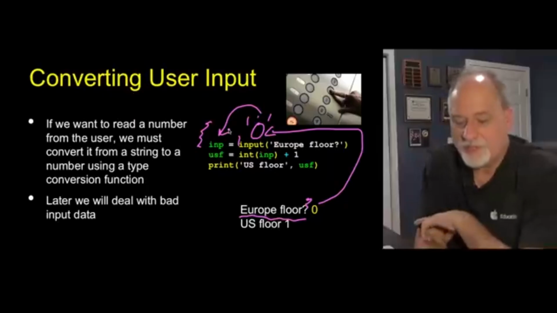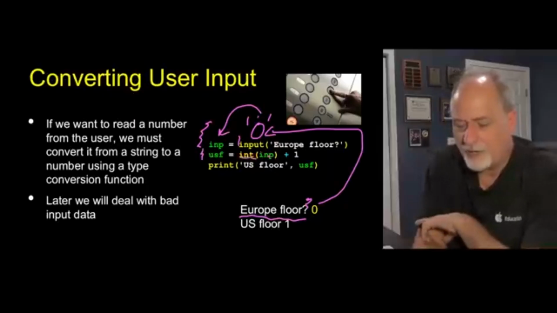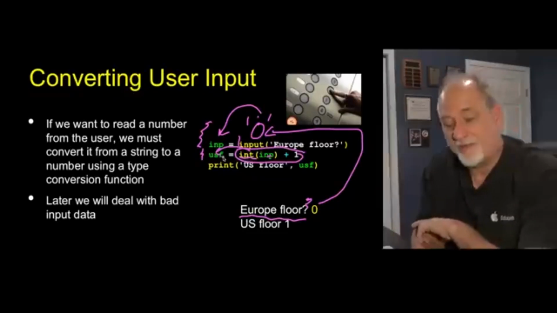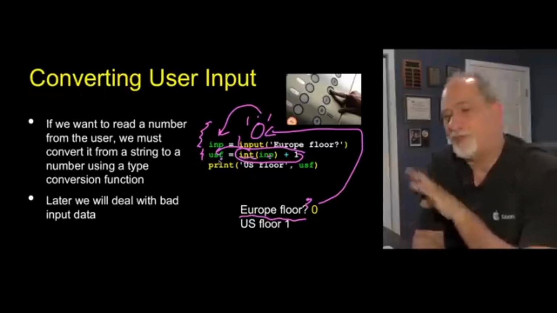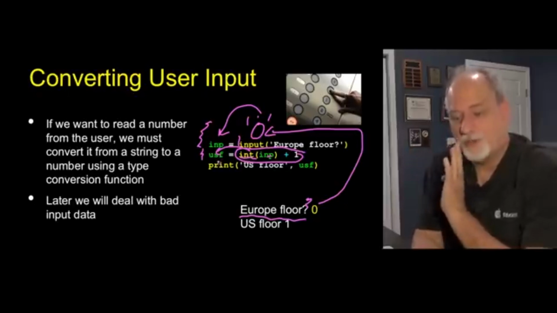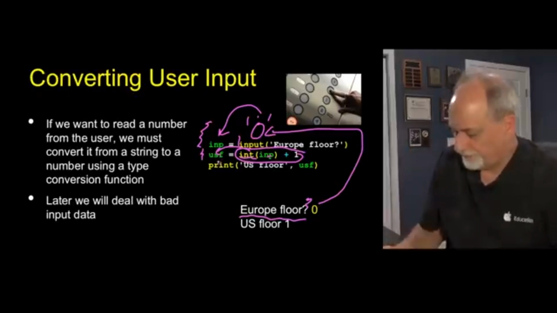Then we move to the next statement, and on this right-hand side, we convert that string variable to an integer, so that becomes the integer 0. We add 1 to it, and then that becomes 1, and then we assign that into USF. I've named this variable United States floor, right? So imp is the input and USF, that's mnemonic. It doesn't know anything about elevators, it's just I picked a variable that was quite friendly.